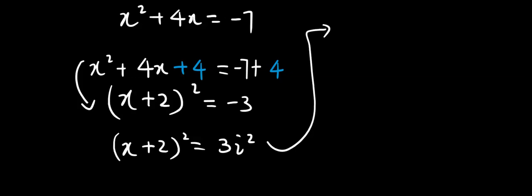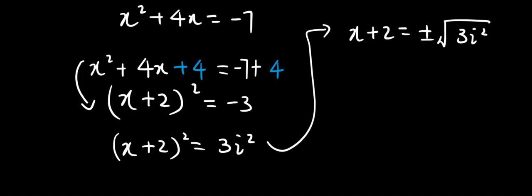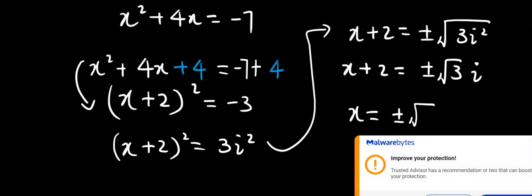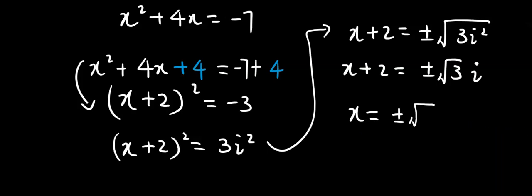Then you take the square root both sides and positive negative square root it. The i can come out, correct? Alright, so when i come out is x plus 2 equals positive negative square root 3i, and then you need to subtract the 2 each side. So our solution is x is positive negative square root 3i minus 2.